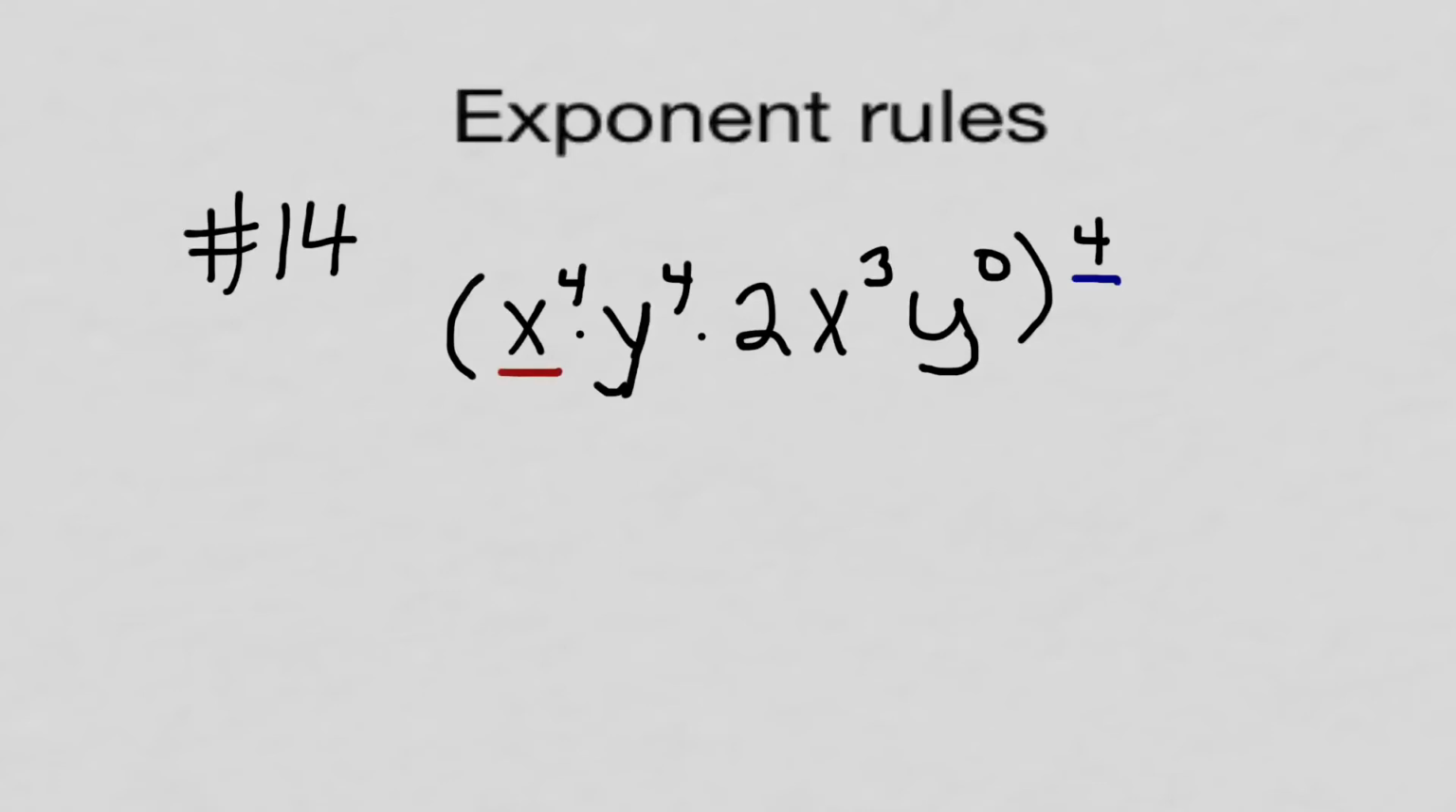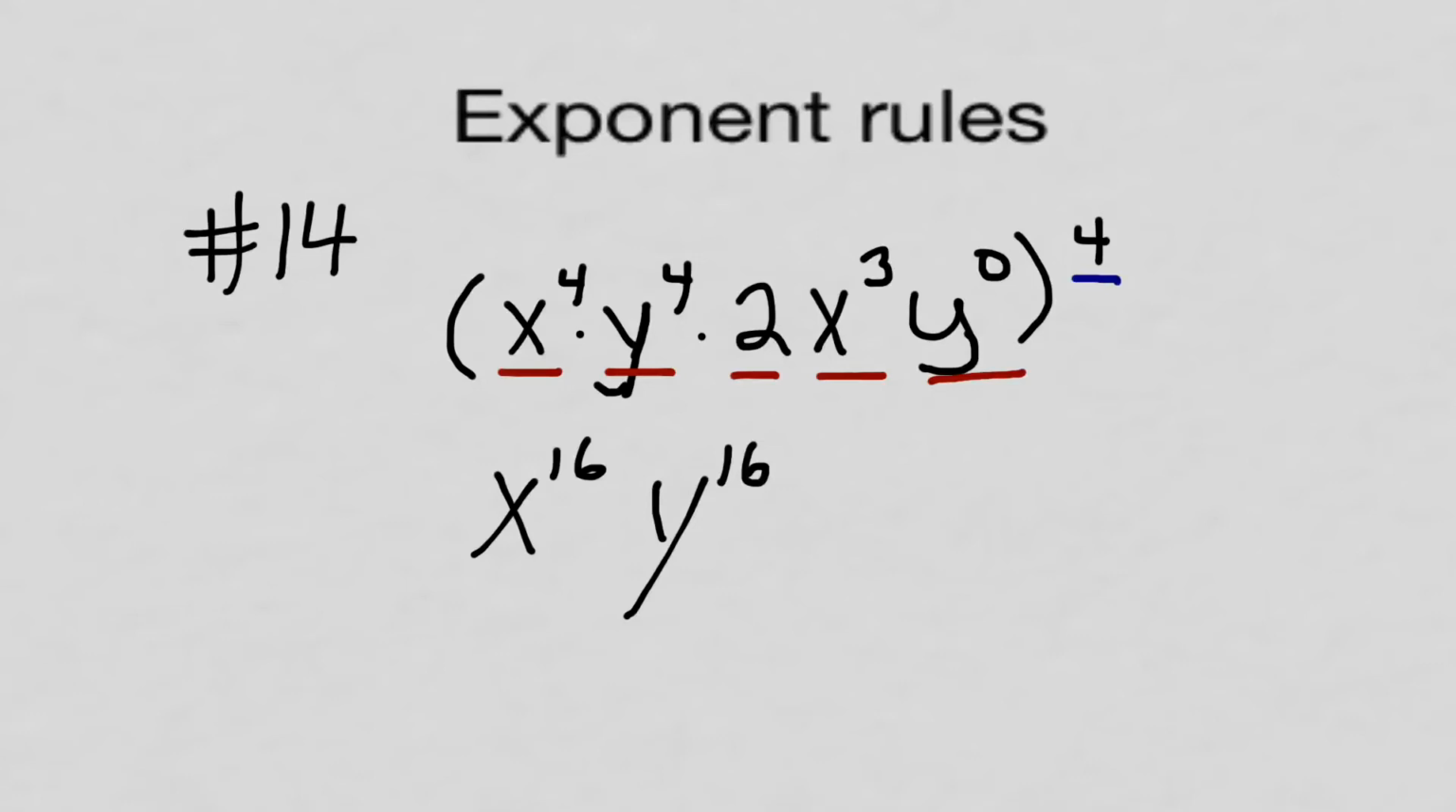You've got x to the 4th, y to the 4th, you've got 2, you've got x to the 3rd, and you've got y to the 0. All right, so let's just get started. x to the 4th to the 4th power gives you x to the 16. Just multiply the exponents. y to the 4th to the 4th power gives you y to the 16.